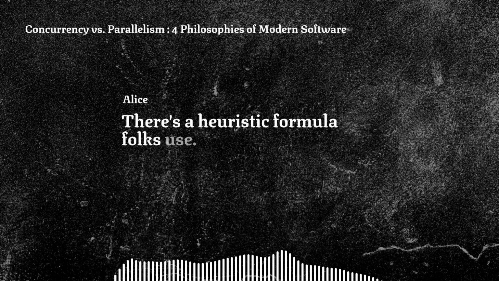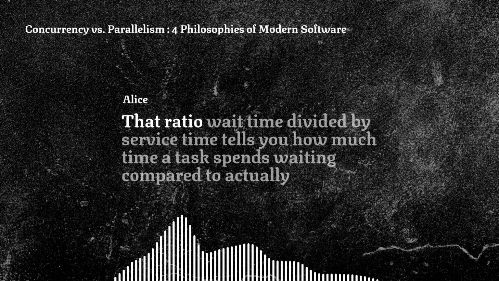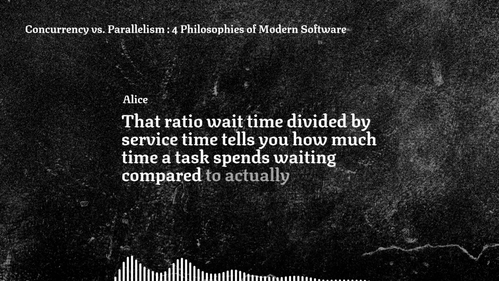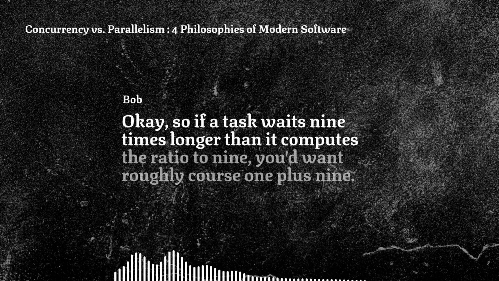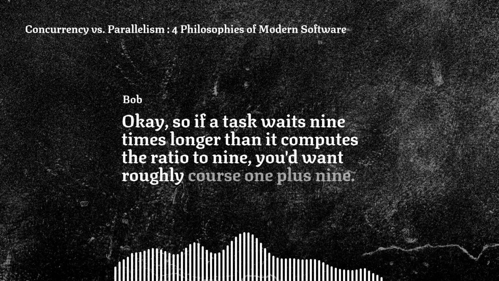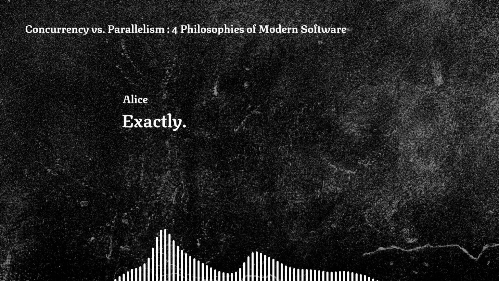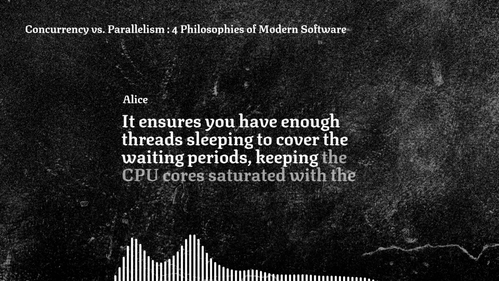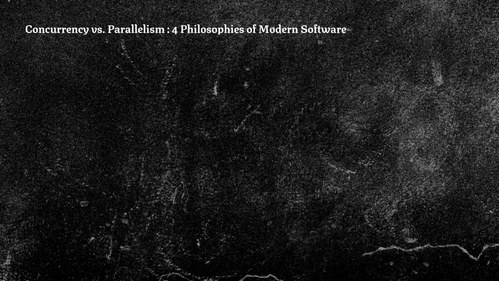There's a heuristic formula folks use. Number of cores times (1 plus wait time over service time). That ratio, wait time divided by service time, tells you how much time a task spends waiting compared to actually using the CPU. Okay, so if a task waits 9 times longer than it computes, the ratio is 9. You'd want roughly cores times (1 plus 9). So 10 times the number of cores in your pool. Exactly. It ensures you have enough threads sleeping to cover the waiting periods, keeping the CPU cores saturated with the threads that are actually ready to do work. That's a great rule of thumb.